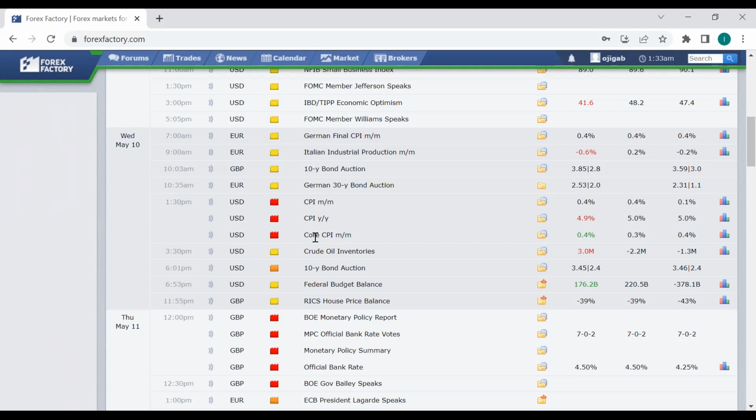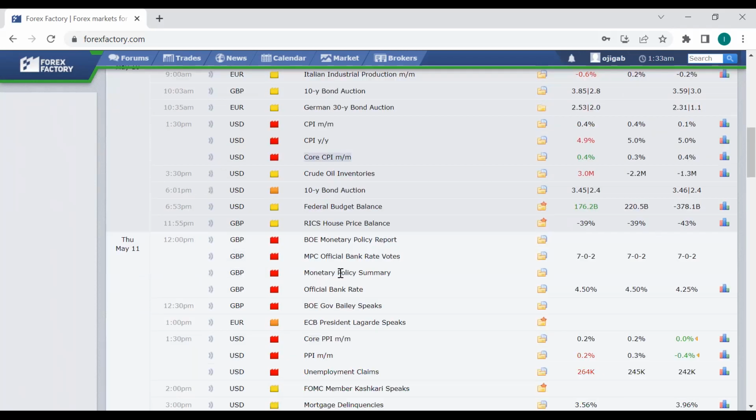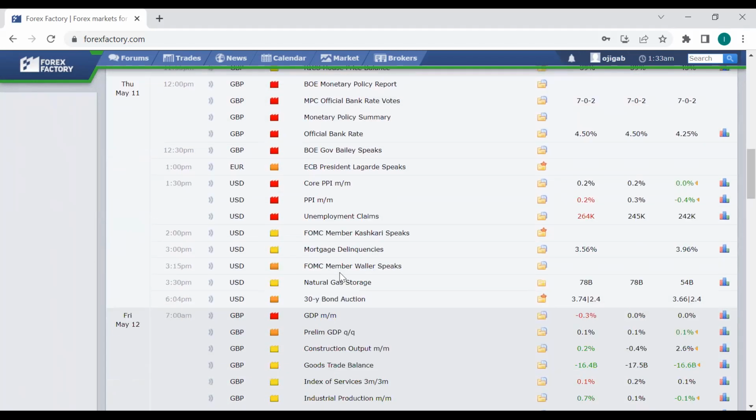While the core CPI measures the price of the consumer basket of goods in this month compared with the previous month. So most times this one takes precedence, and that's why we could see exactly how the data came out to favor the USD and caused it to rally the way we saw last week.